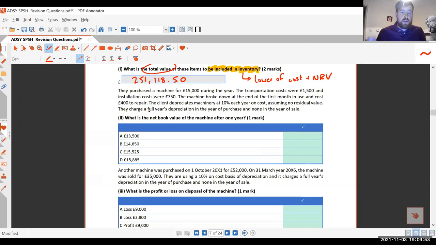Okay, so first off, we've got the machine purchase price, £15,000 during the year. We've got transportation costs coming in at £1,500, installation costs of £750. There was a breakdown at the end of the first month, so we had to pay £400 to repair it, before finally getting onto some info on the depreciation itself. 10% on cost, no residual value, and then a little bit more on depreciation. We'll come back to that in just a second.